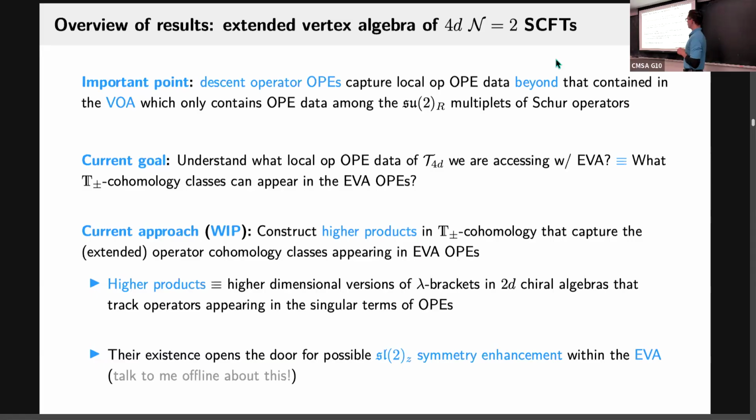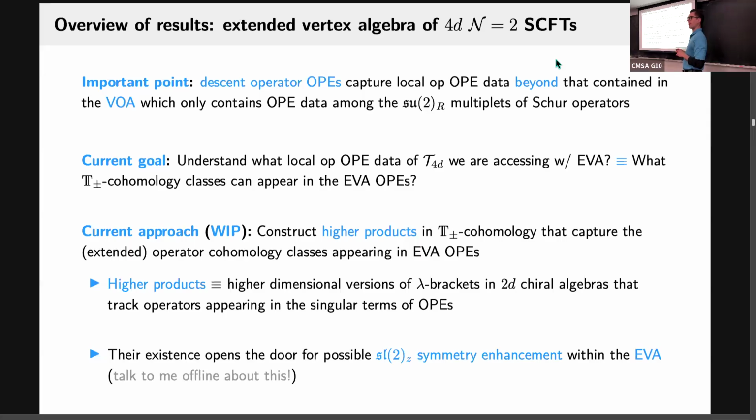And the existence of higher products, or these higher dimensional versions of lambda brackets in this setting, ends up opening the door for an alternative route towards a kind of SL2Z symmetry enhancement within the EVA, which if it does occur, will occur in a fashion very similar to how analogous symmetry enhancements occur in some other well-known twists, namely the minimal twists that come from, say, a 4D N=1 theory or a 3D N=2 theory. And I'll say some brief remarks at the very end of the talk, if I get to it and have the time, on this current approach.